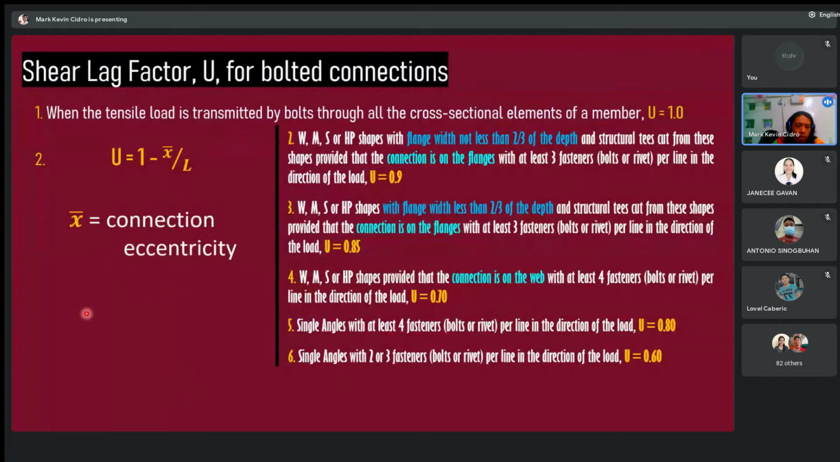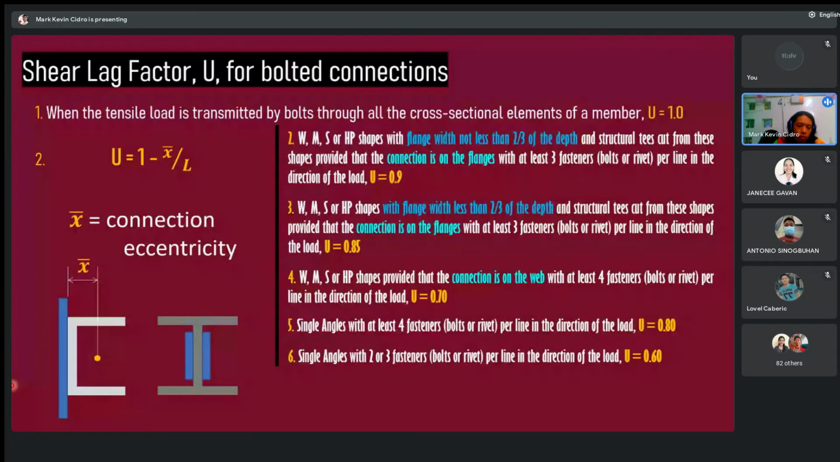X is the connection eccentricity. For example, for this connection between the angle and the plate, the angle has its centroid. The distance from the centroid to the face that connects to the plate is the connection eccentricity. So for this C, this is the connection eccentricity.